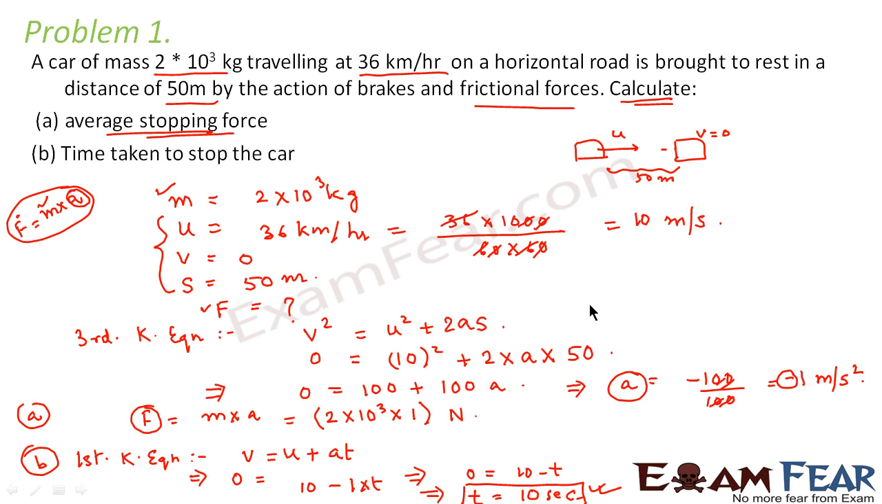The first equation: v is equal to u plus at. The second equation: s is equal to ut plus half at square. And the third equation: v square is equal to u square plus 2as. Using these three equations, we can get any of the values which is unknown, and then we can apply Newton's laws as and when required as per the problem.